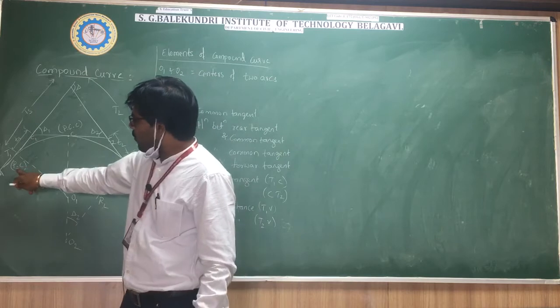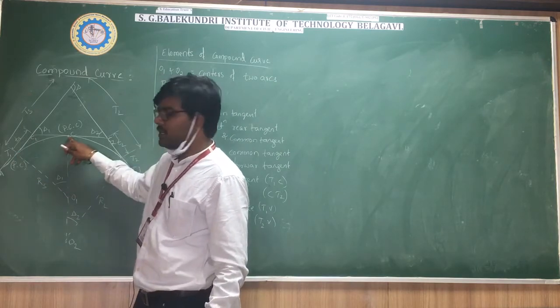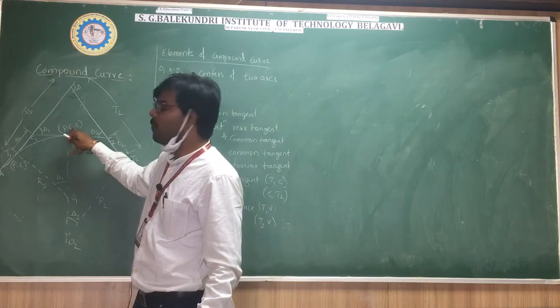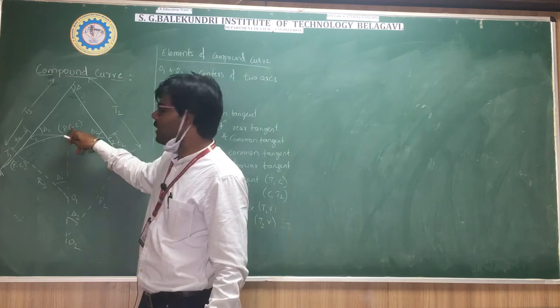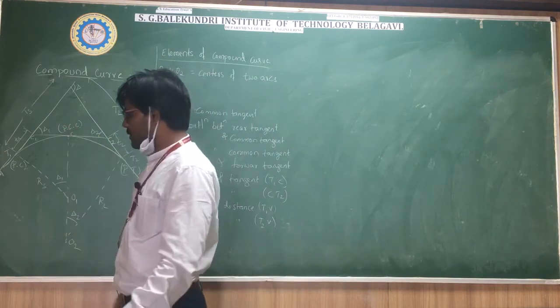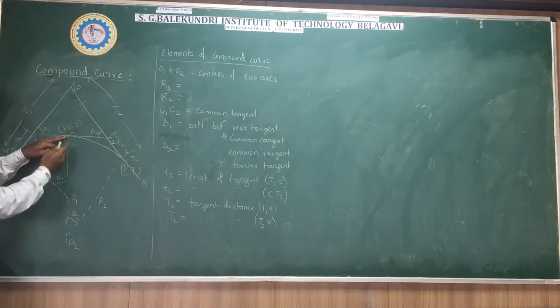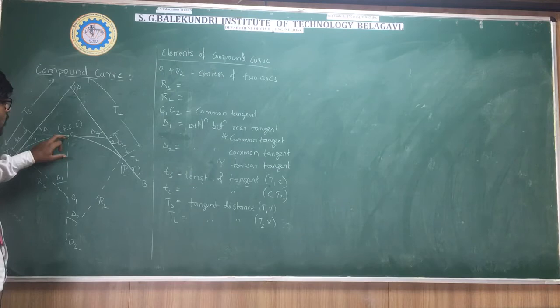Here the point of curvature starts here and reaches the point of compound curvature. What is this? This is the point of compound curvature, where the two arcs meet. This point is called the point of compound curvature.